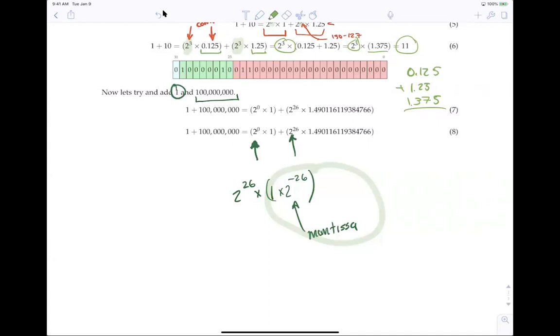Okay, so Eric has a question. Can you accurately represent 100 million in floating point?